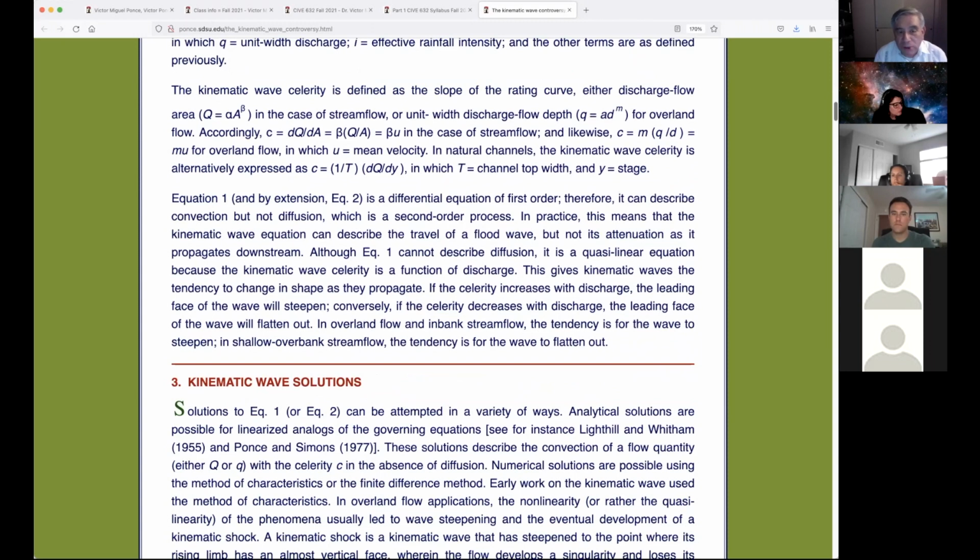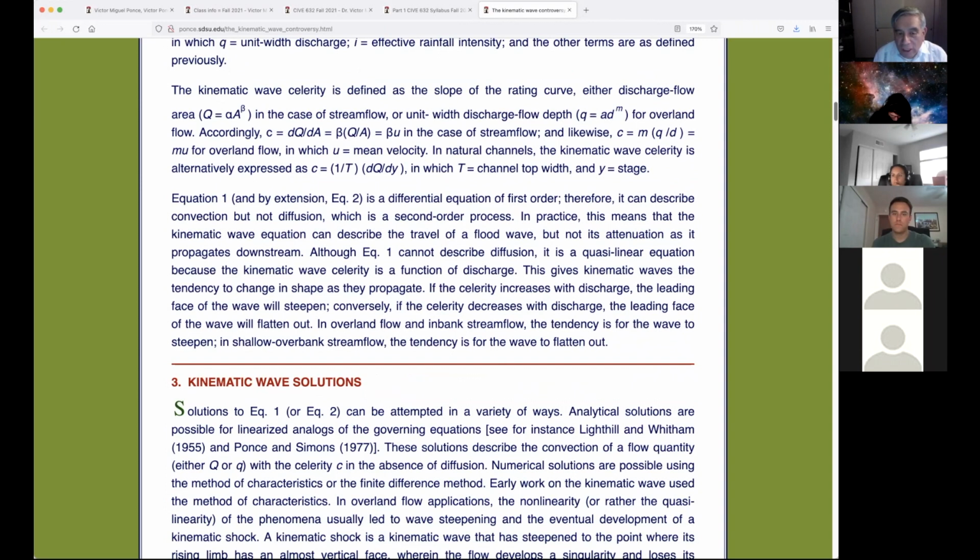Equation 1 and 2 is a differential equation of first order. Therefore, it can describe convection or advection, but not diffusion, which is a second order process. That we should know from math. In practice, this means that the kinematic wave equation can describe the travel of a flood wave, but not its attenuation.